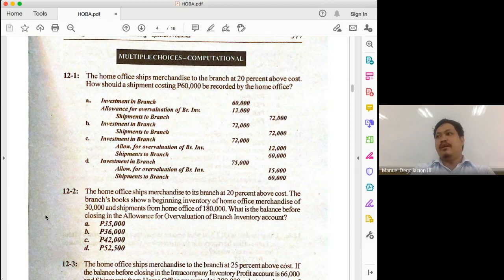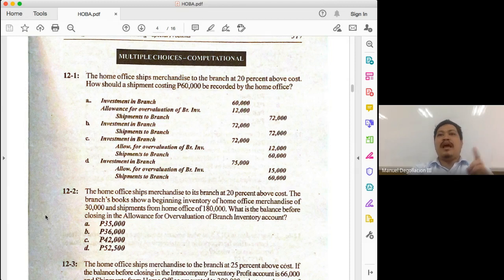Very important. Okay. Now, if you will be asked, what then is the billed price of the goods that were shipped to the branch? The answer would simply be the cost plus the markup. How much is the cost? 60,000. How much is the markup? 12,000. So if you will be asked, how much then is the billing price of the goods? Our answer would be 72,000.